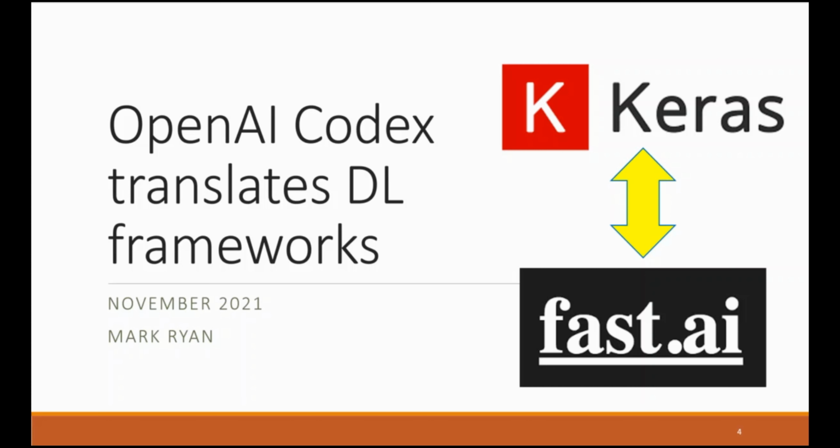In both directions, with fairly minimal updates, Codex was able to produce output that worked, Fastai output that worked, and Keras output that worked.